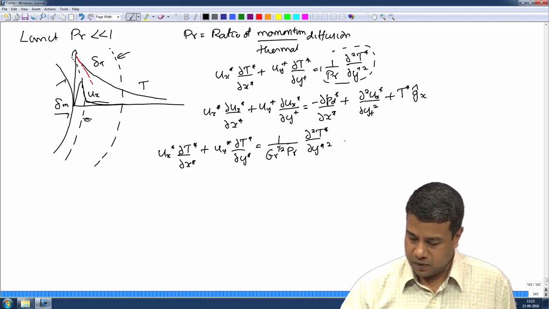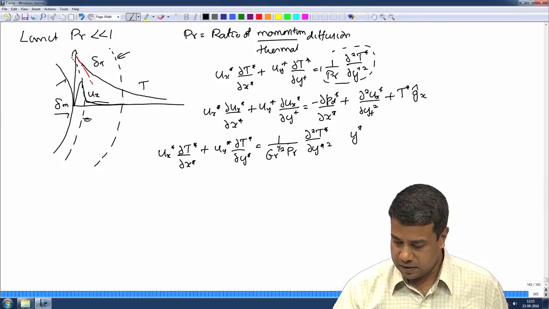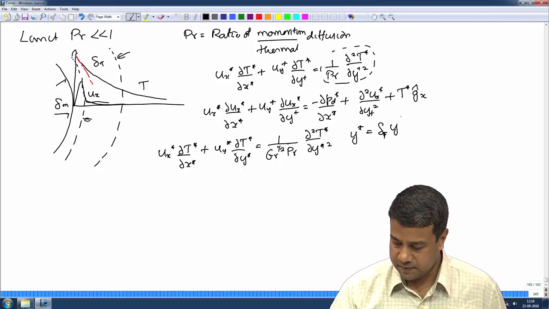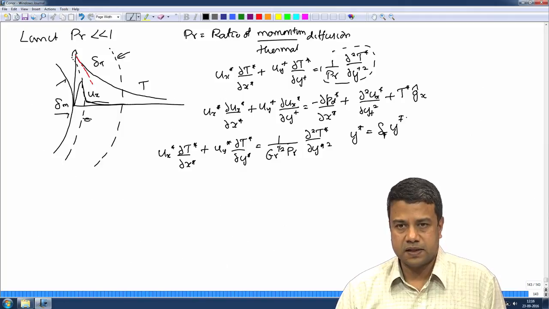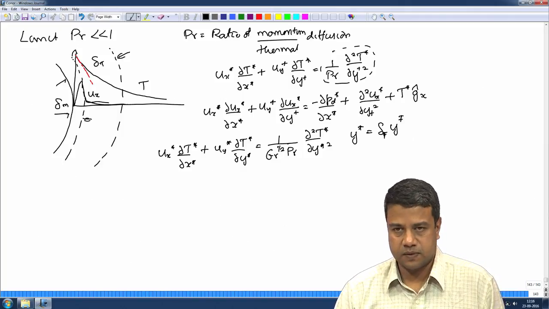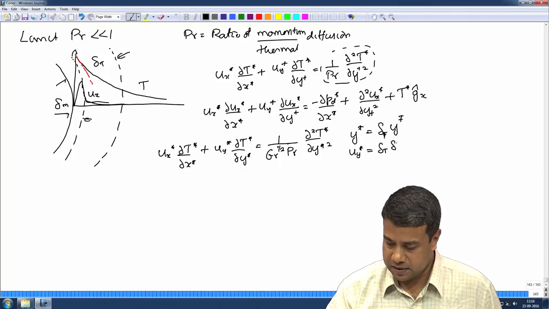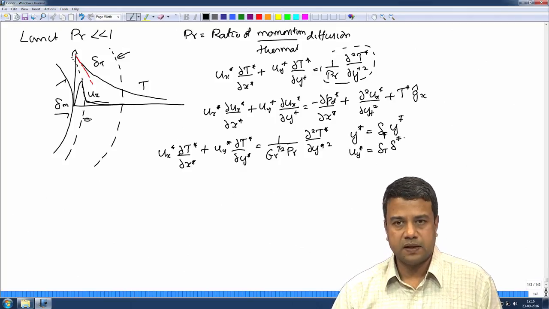And I rescale y star is equal to a thermal boundary layer thickness times y double dagger. I rescale it as a thermal boundary layer thickness times y double dagger. I have to rescale uy star also as the thermal boundary layer thickness times the same thing.